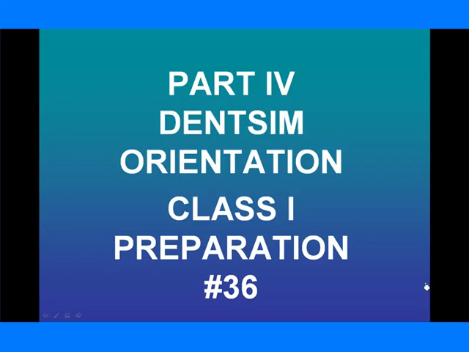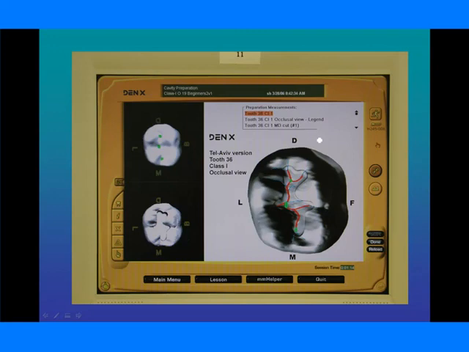Welcome to part 4 of our DentSim orientation, and I'm going to take you through the Class 1 amalgam preparation of tooth number 36 using the DentSim software. In the software section of our CD orientation, you'll probably recognize, hopefully, this area. I have clicked on this icon here. This is the icon that shows me my preparation measurements, our optimal tooth area.